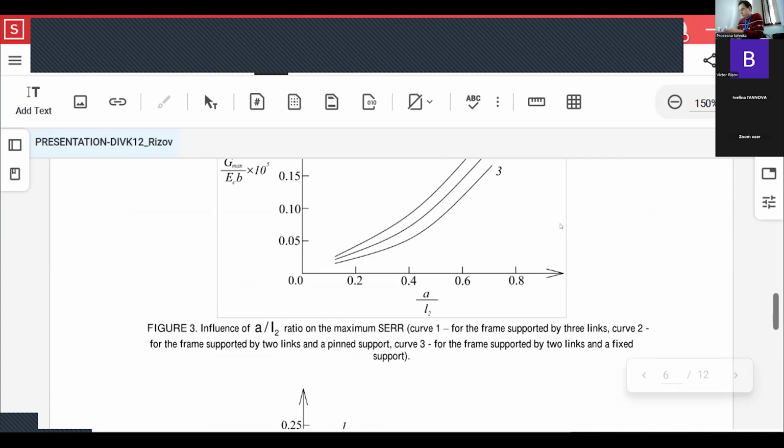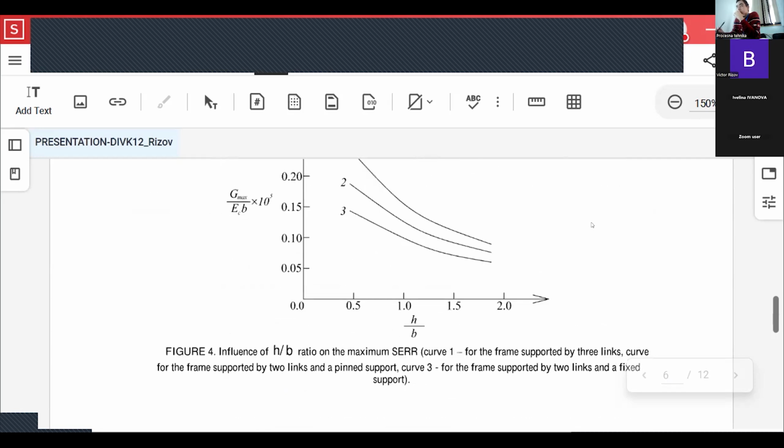The combined influence of H to B ratio and the type of supporting conditions on the maximum strain energy release rate in the frame are explored too. The findings are illustrated by the curves reported in figure number 4. As the H to B ratio grows, the maximum strain energy release rate reduces for all types of supporting conditions under consideration.